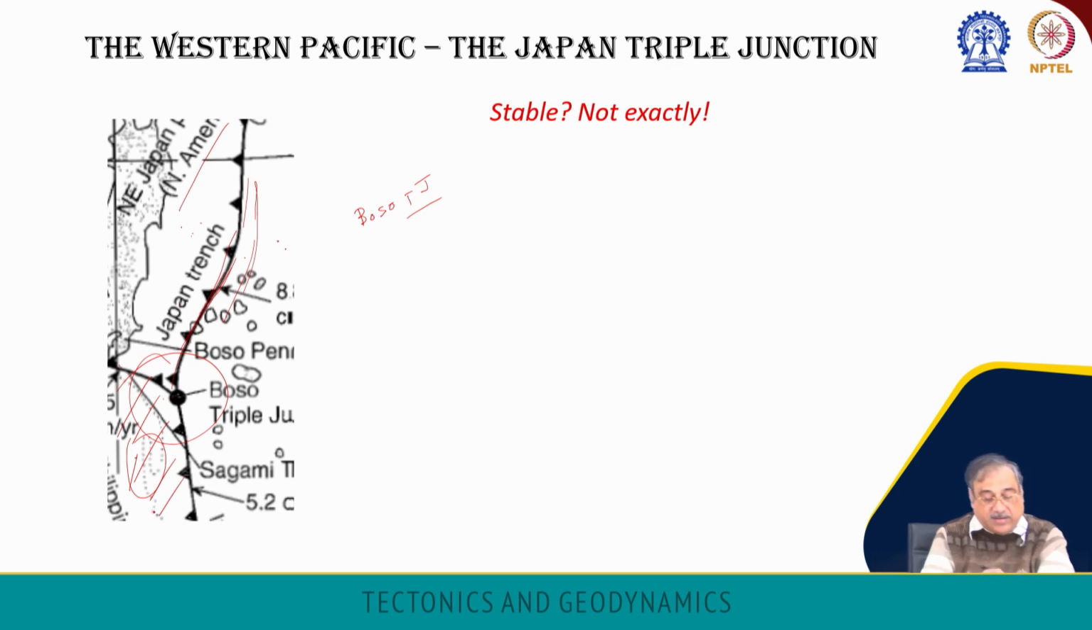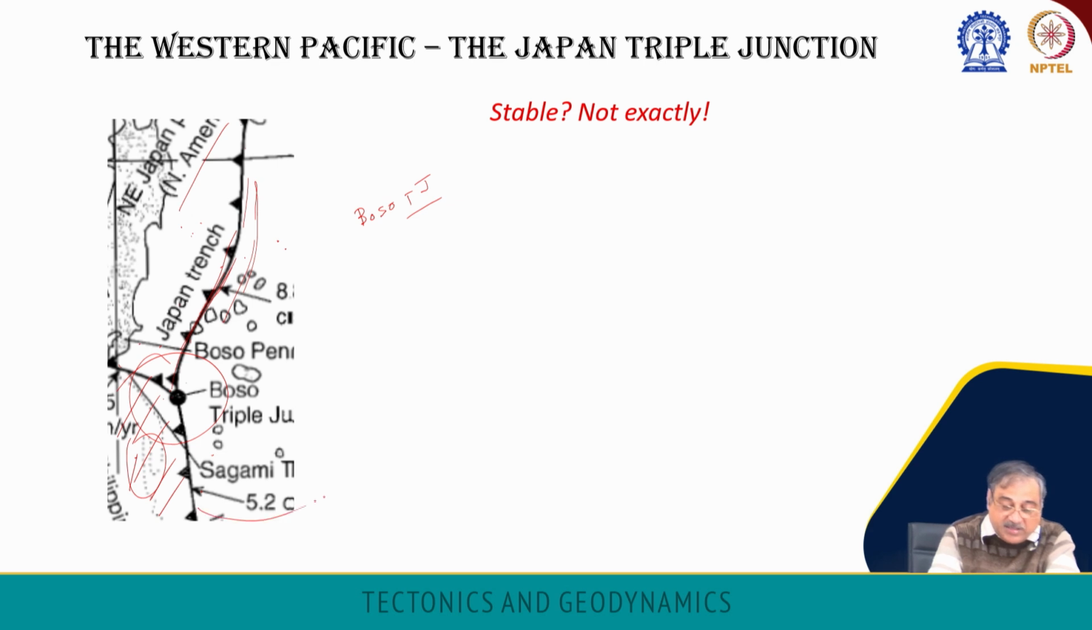The Philippine plate, again, is actually subducting below the North American plate. So it's subducting below the North American plate here, and then it is also subducting below the North American plate here. Here the Philippine plate is actually overriding the Pacific plate. Okay, so the Pacific plate is subducting also. So the Pacific plate is subducting both along the Japan Trench as well as along the Izu-Bonin Trench.